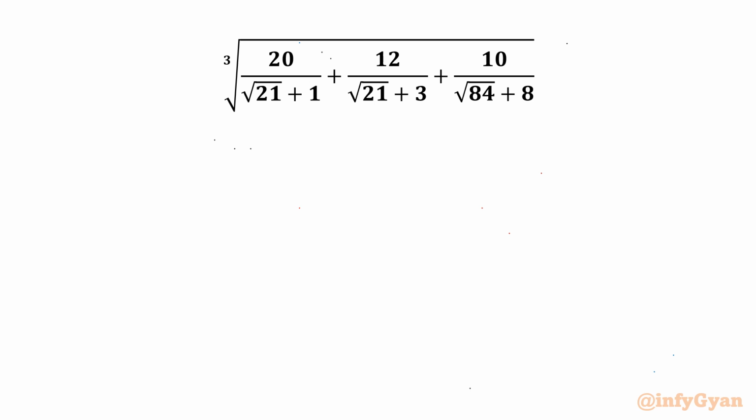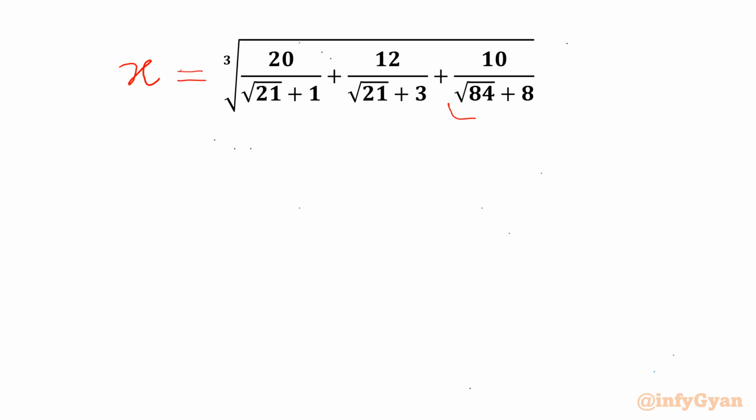In this video, we have another very interesting question from radical expressions. We have to evaluate or simplify the cube root of 20 over square root 21 plus 1, plus 12 over square root 21 plus 3, plus 10 over square root 84 plus 8. So let's get started by considering this expression equal to x first.